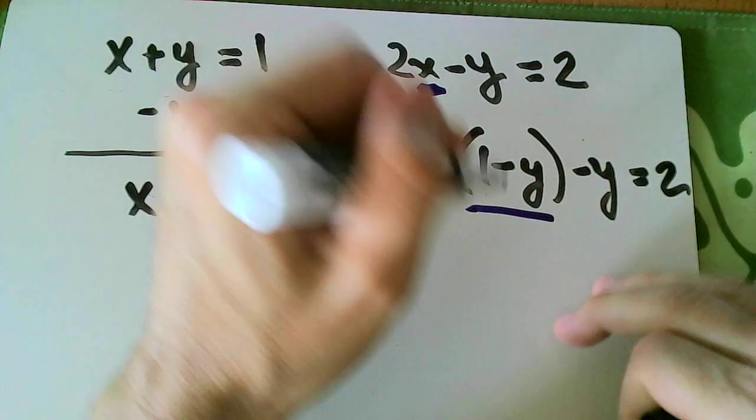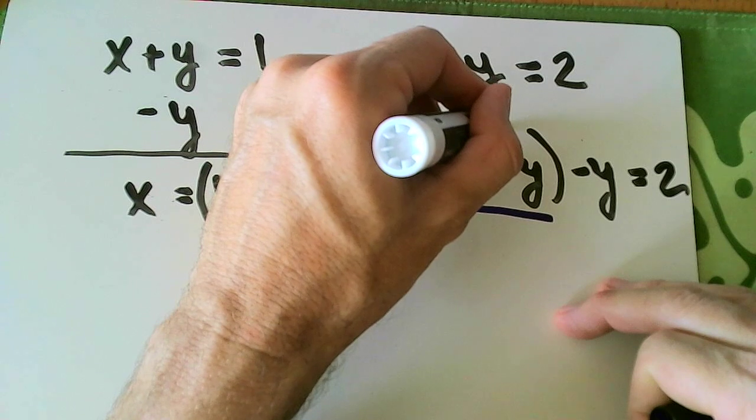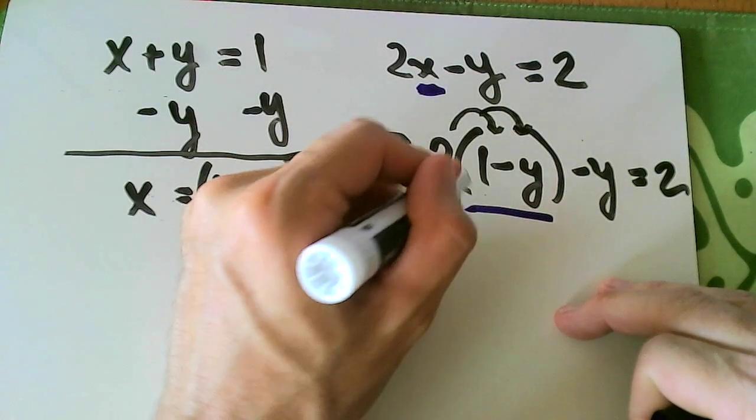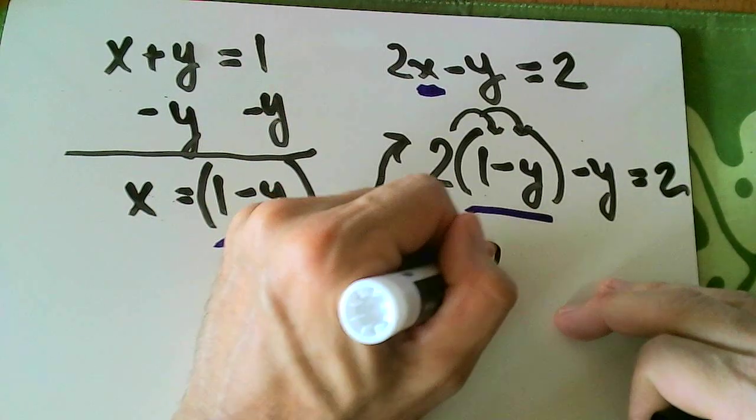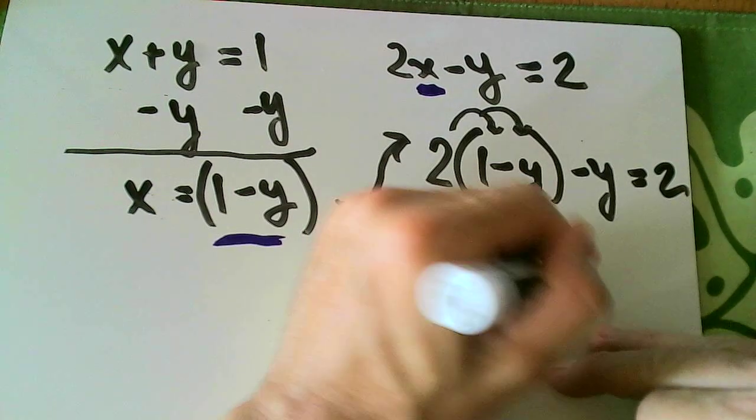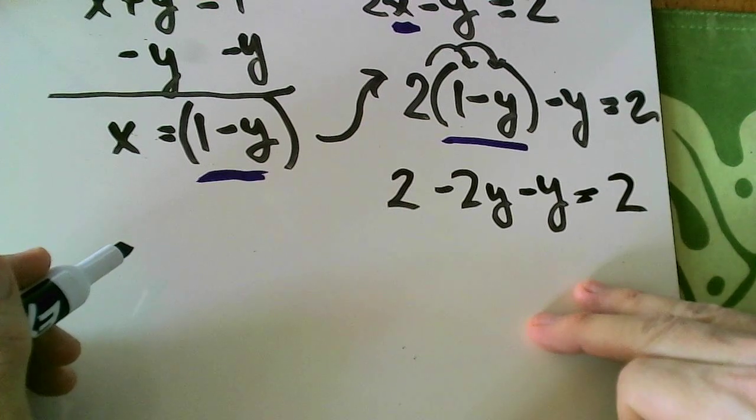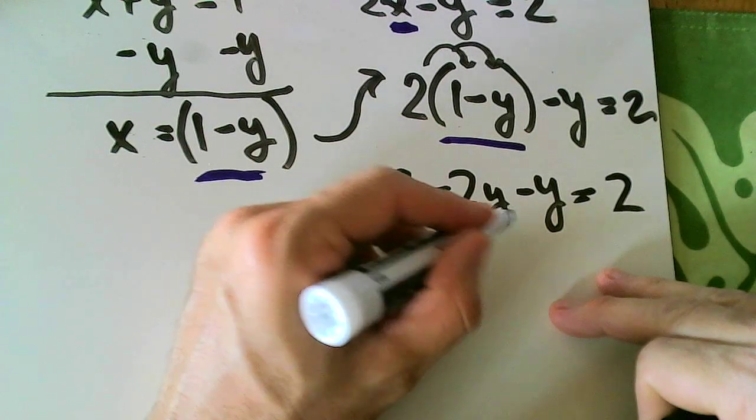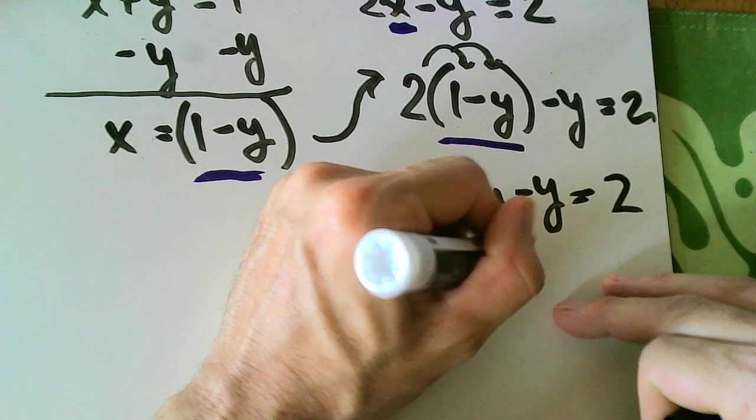So I go step by step. Remember, for this one, you have to distribute the 2, which means you have to multiply the 2 times both of the two terms inside. So 2 times 1 is 2. 2 times negative y is negative 2y, minus y equals 2. Good so far? Okay, next step. Negative 2y minus y is a negative 3y.